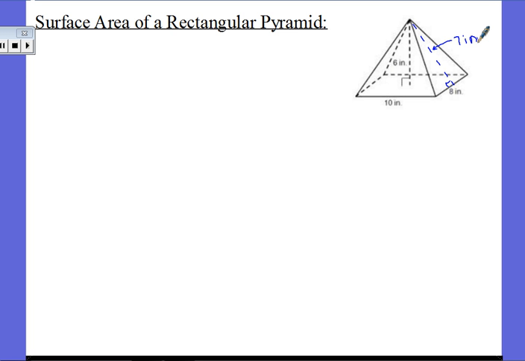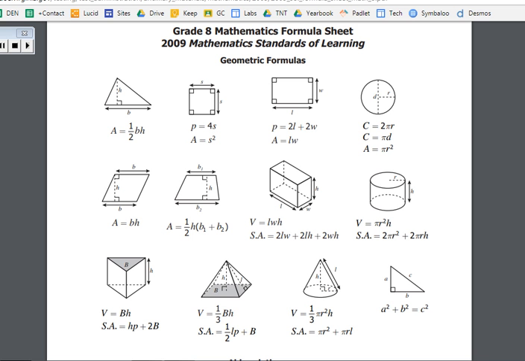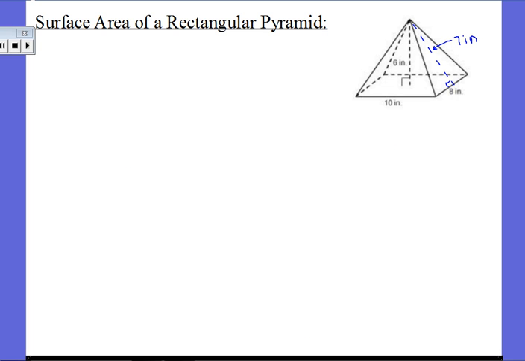We're going to look on our formula sheet at the pyramid. The pyramid's surface area is 1/2 LP plus capital B. So we're going to write that formula. Surface area equals 1/2 L lowercase p plus capital B. Okay, I cannot substitute anything in until I calculate both the perimeter and the area of the base.